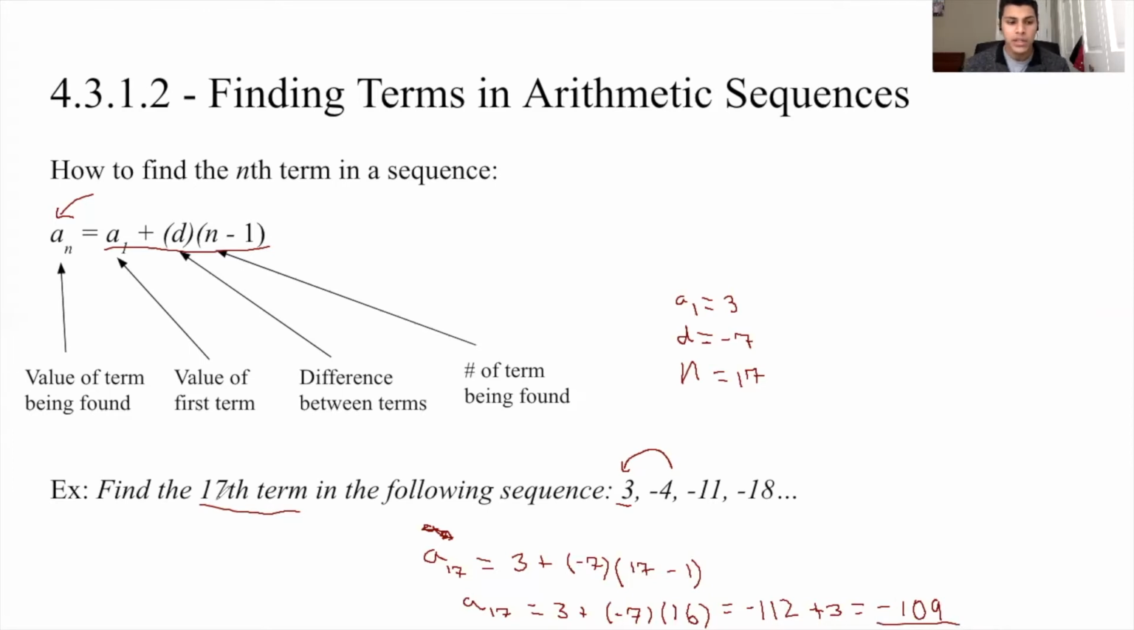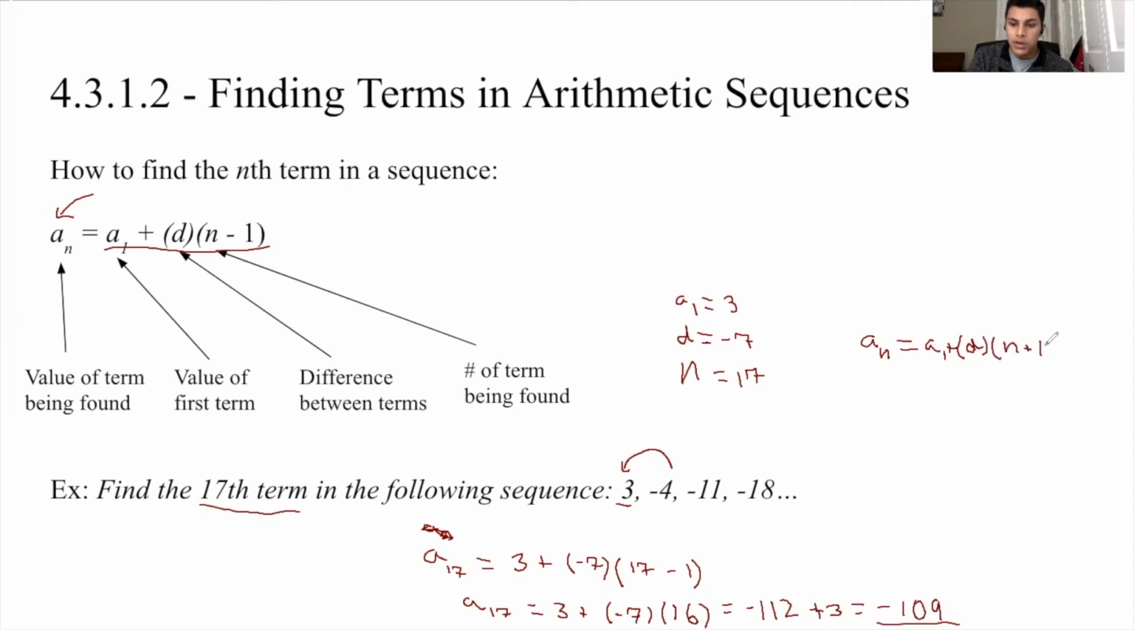And now I just quickly want to explain why this formula works. Because this formula is actually relatively simple, and you can adjust it based off what you need to use it for if you understand why this formula works in the first place. So our formula says an equals a1 plus d times n minus 1. So let's figure out what this means.